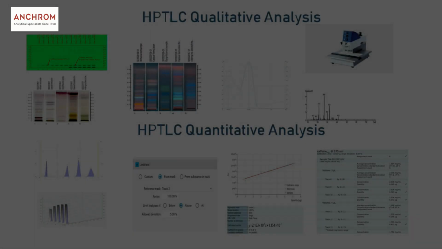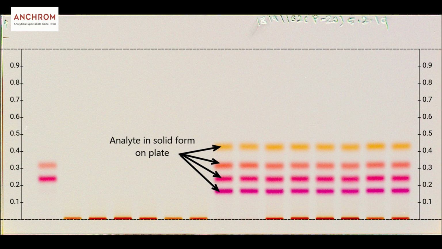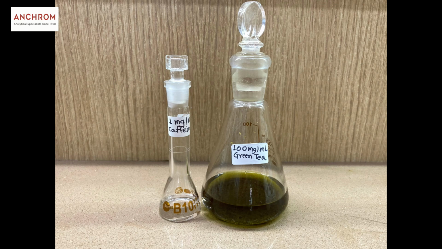In HPTLC analysis, once the qualitative analysis is complete, we move on to the quantitative phase. One crucial concept in HPTLC quantitative analysis is the amount of analyte in sample present on the plate. During HPTLC analysis, both the samples and standards are in solid form on the plate. Quantification involves the detection and measurement of these solid analytes. Let's consider the quantification of caffeine in a green tea sample as an example.